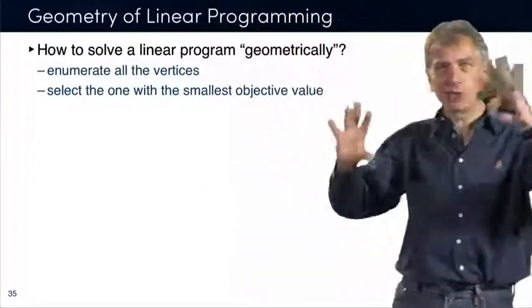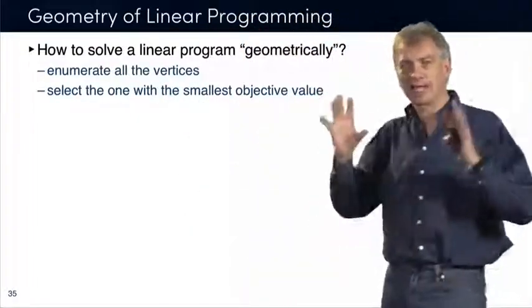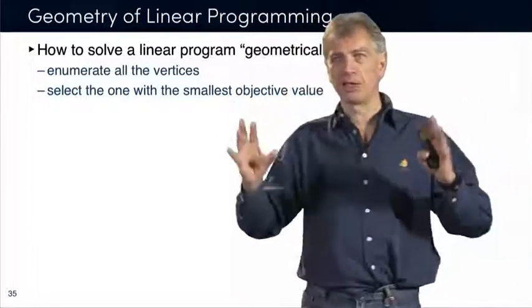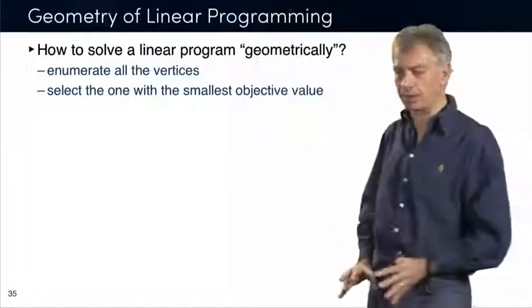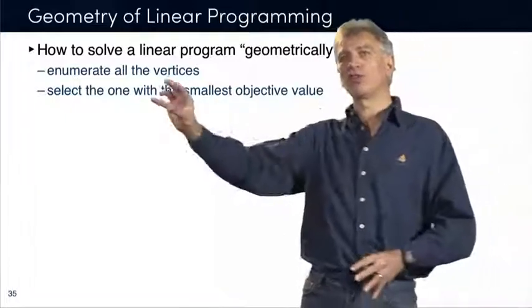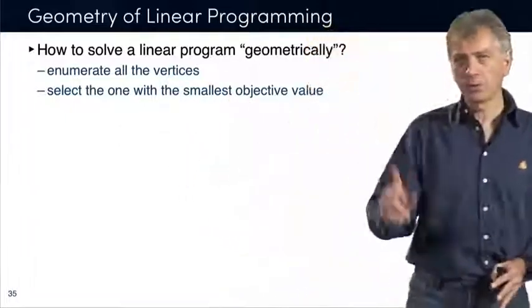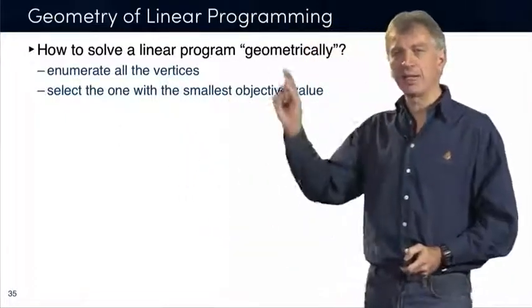So now I have a geometric algorithm to do that. I can solve the linear program geometrically. I just draw this polytope, and then I enumerate all the vertices. For every one of them, I compute the value of the objective function, and that's going to give me the optimal solution. So that's the geometric view.